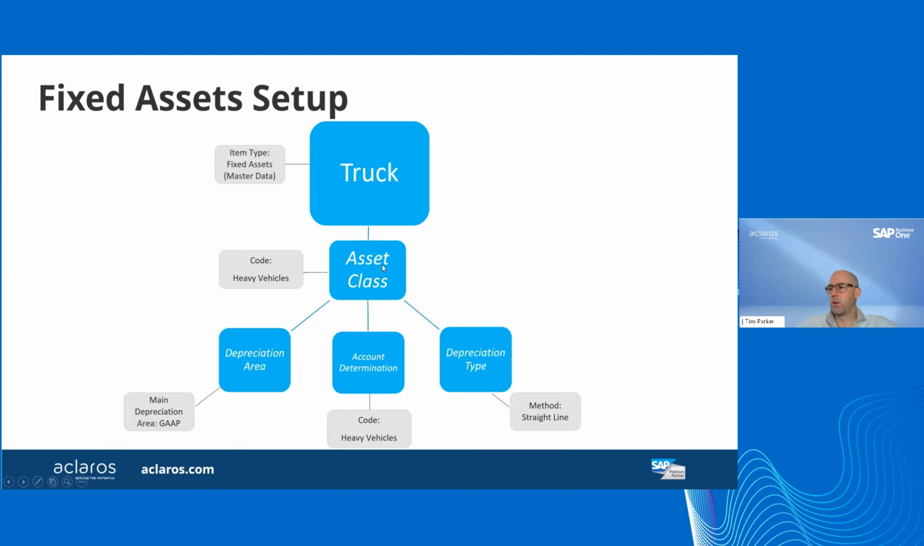And then under asset class, we would set up various things: depreciation area, account determination, depreciation type. You can have multiple ones of each of these, and then you assign them to the asset class. So for heavy vehicles, we could have options of declining balance depreciation, straight line method, etc. Which one's applicable to this specific truck, heavy vehicles asset class? We'll choose straight line.